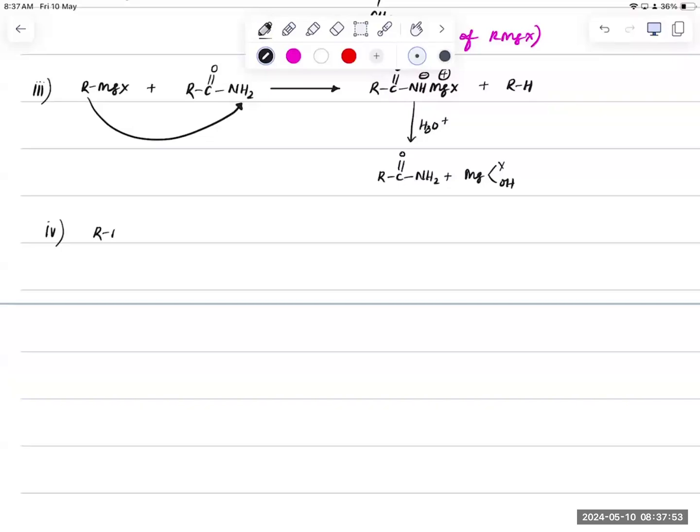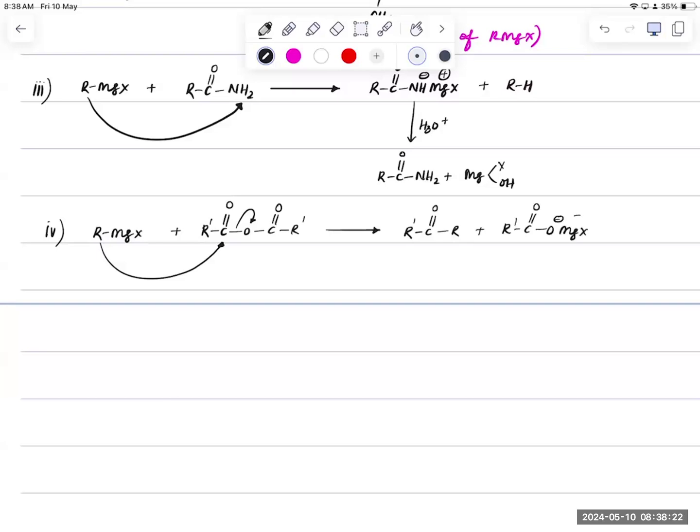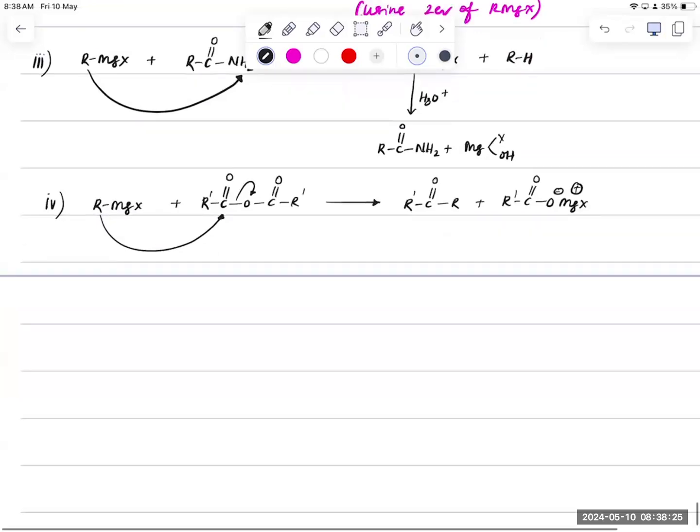Similarly, if you take RMgX and treat that with an anhydride, C double bond O, C double bond O, R dash and R dash, this time R will attack on this carbon. This bond will leave if it is one equivalent. For one equivalent, we'll get R C double bond O R dash, plus R dash C double bond O minus and MgX plus. Got it?